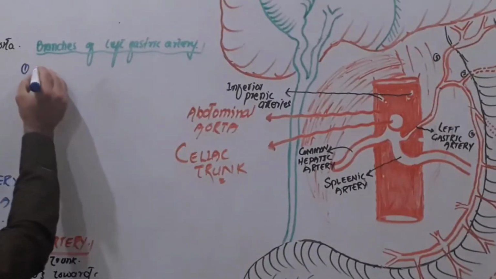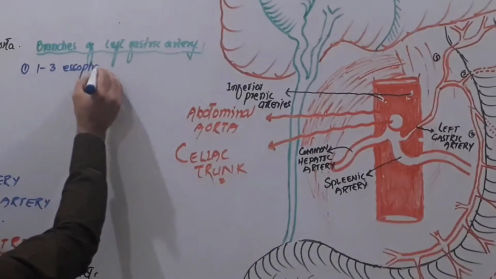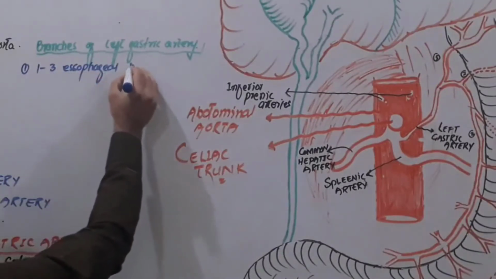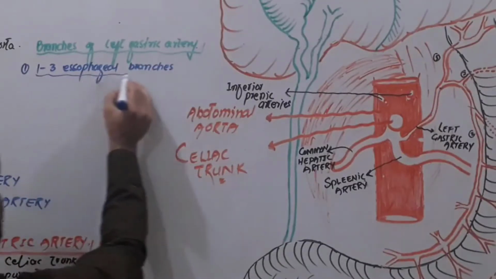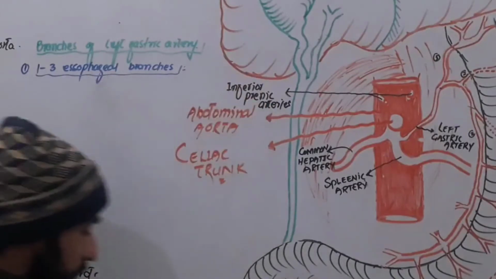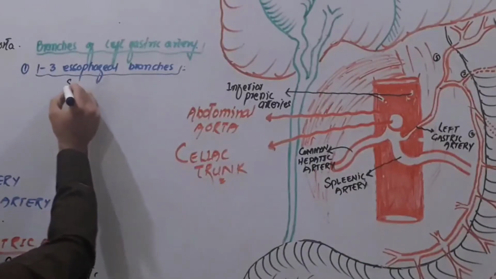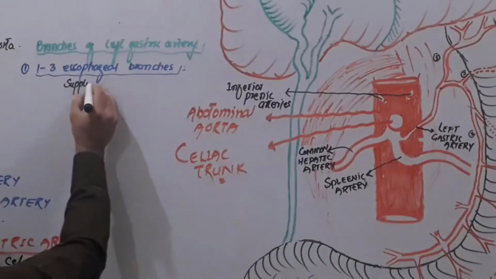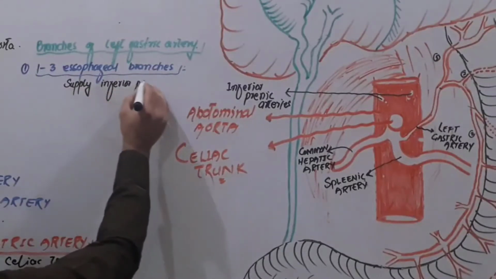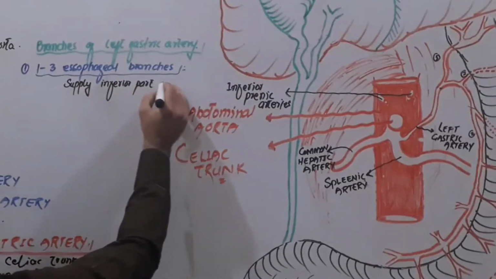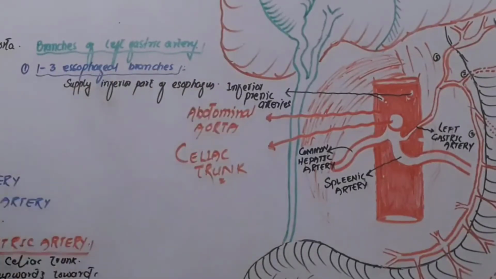let me write here, 1, 2, 3 esophageal branches, right? And what do these branches do? They supply blood to the inferior part of the esophagus, right? So they supply the inferior part of the esophagus. Okay, up to here it is done.